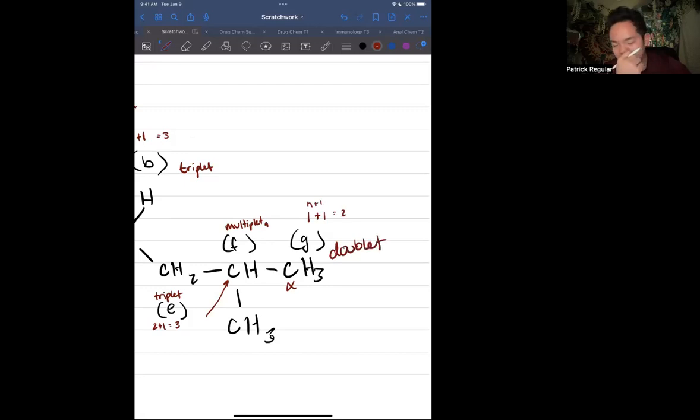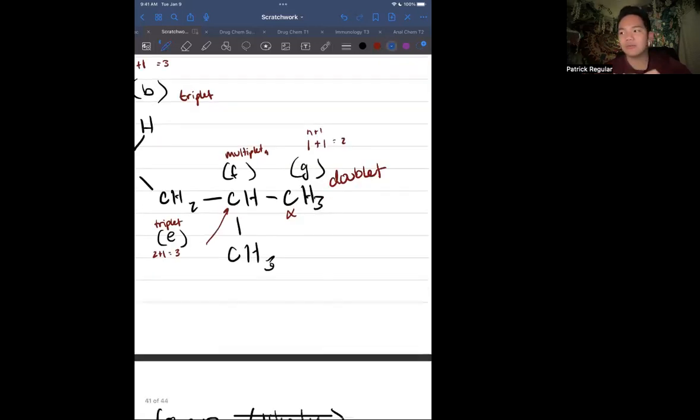Now, let me quiz you guys a little bit. What integration would G have? You can pause the video now because I'm going to give the answer. 3, 2, 1. It would have an integration of 6H because these hydrogens are chemically equivalent to these hydrogens at the bottom. So they would show up as a 6H doublet because they would show up in the same peaks. They would just expand the area under the curve, but it would still show up as a doublet.